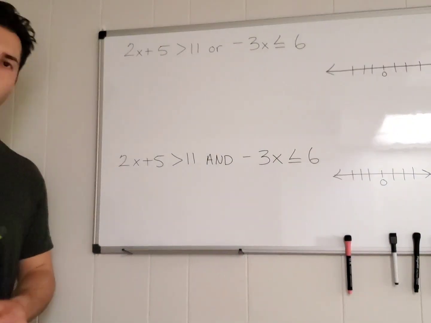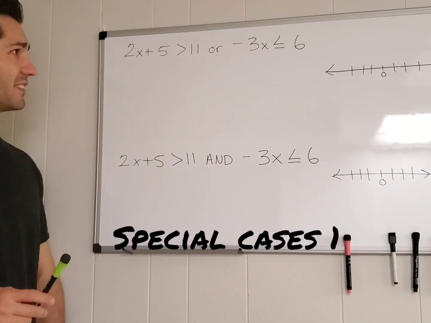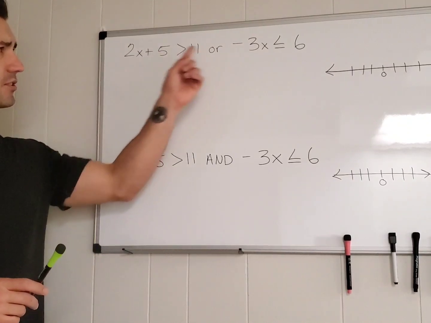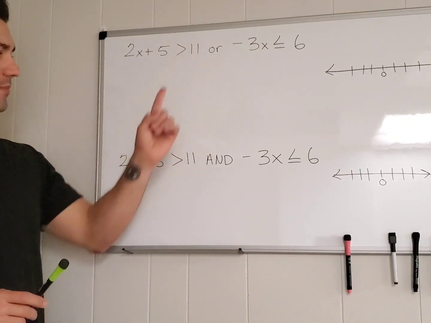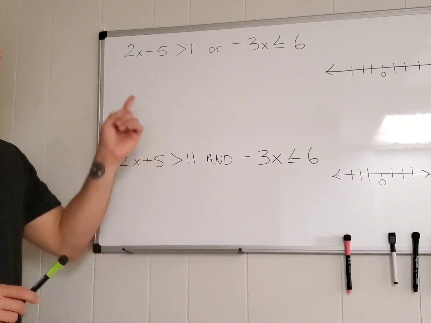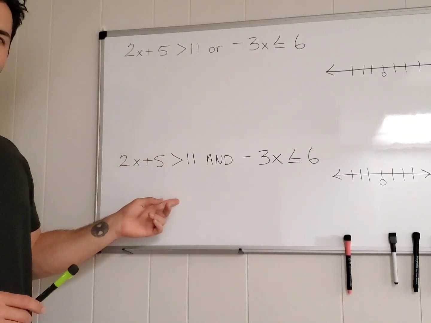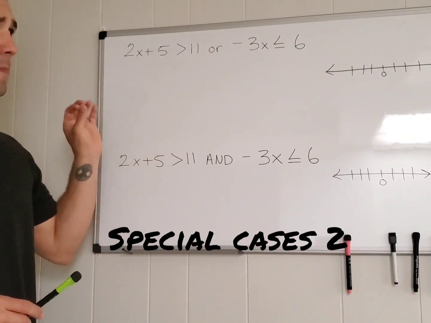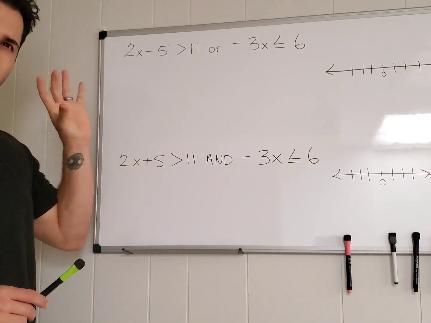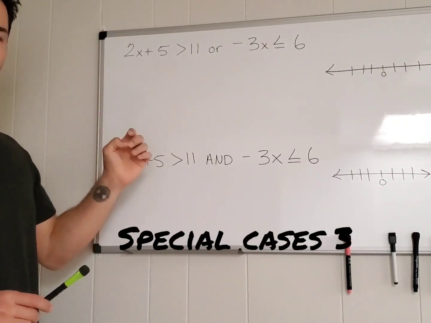Hey guys, and today we're going to talk about special cases. Now these are still compound inequalities. You have an OR statement and an AND statement. But these are going to look a little different. These actually aren't considered special cases. These are just weird looking ones. So they don't fall under that special case category, but for most people they're going to be confused if you see this.